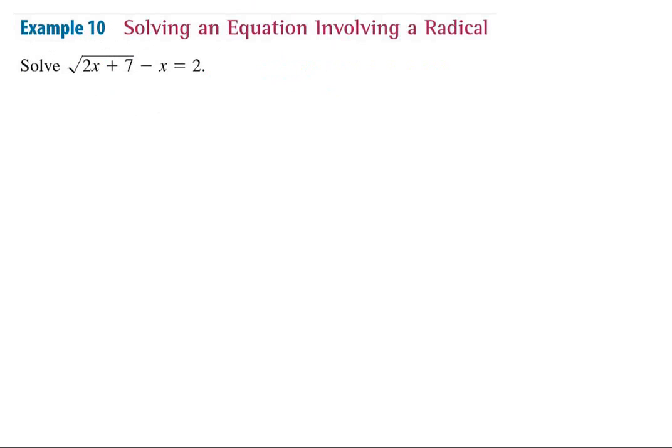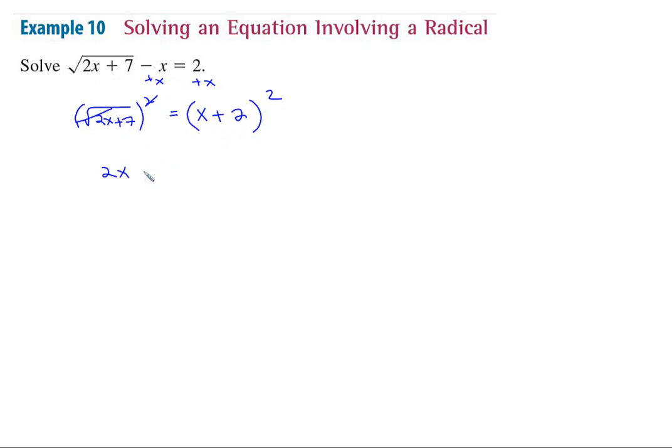Alright, let's take a look at this example here. You've got a radical equation. The first thing you want to do when you have a radical with the variables inside the radical is get this radical by itself. So we're going to add x to both sides. So we get the radical of 2x plus 7 equals x plus 2. Then you want to get rid of this radical, so you square both sides. So this and this cancel out.